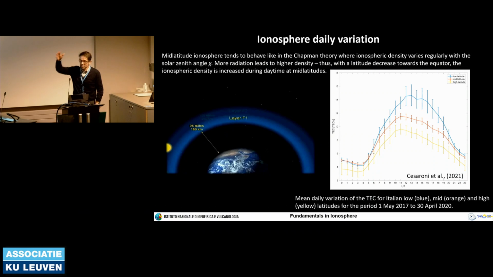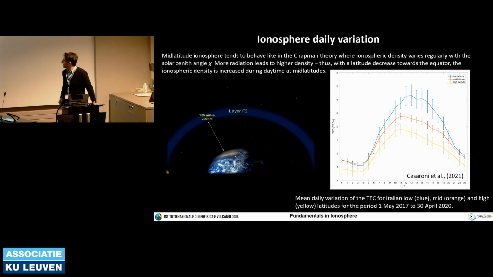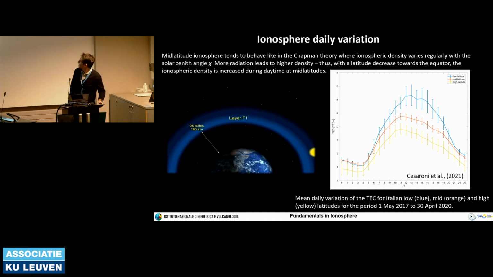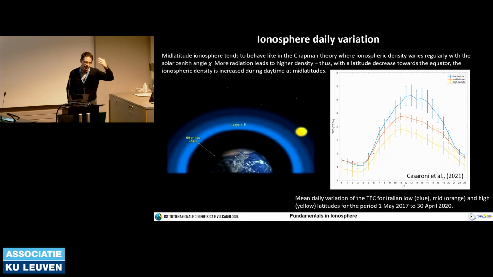daytime, which tends to decrease at night. I mean, it's minimum around midnight. And you have also a slight dependence on the latitude. So the lower the latitude, the higher the ionization. Okay.